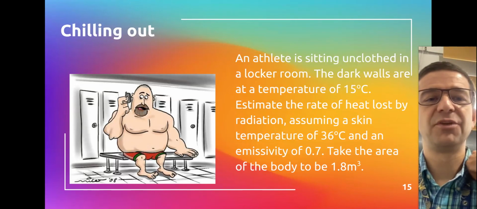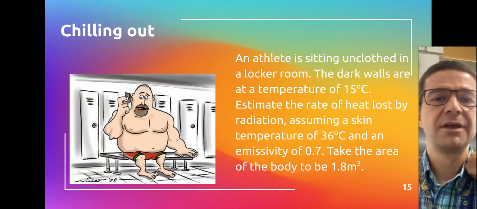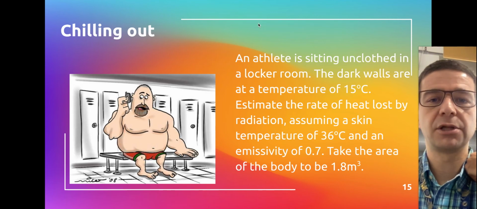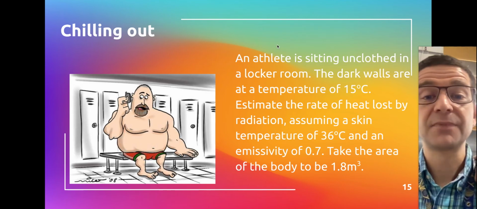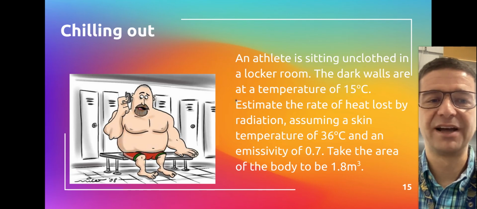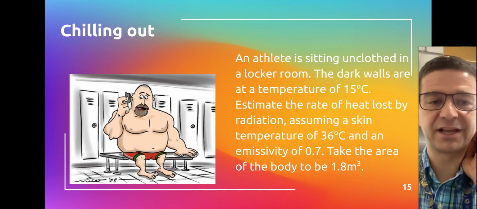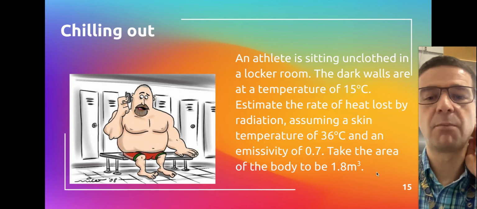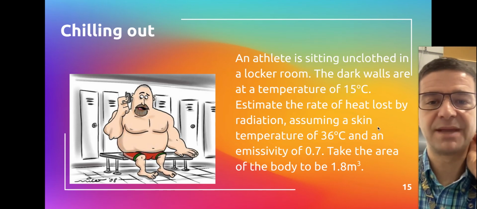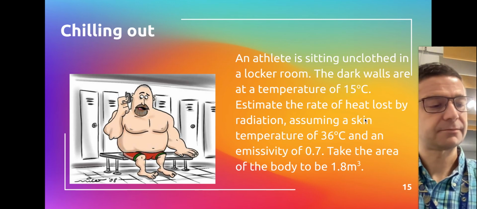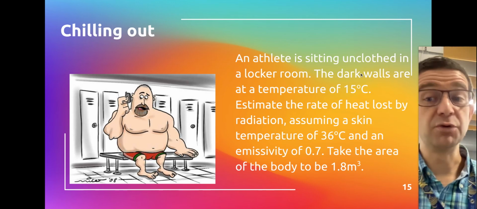The one that I'll have you do is the way that you cool down when you're sitting in a cold locker room. So if you think about not having clothes on your skin to help insulate you, we can have an athlete cooling down in the locker room. You've got dark walls at a temperature of about 15 Celsius. And we can think about the loss of heat through the skin at a temperature of, say, 36 Celsius with an emissivity of 0.7. And we can take the cross-sectional area of the body, like all of your arms and legs and chest, to be 1.8 square meters. So estimate that loss of heat. I'll pause for a second. You can pause for a second.